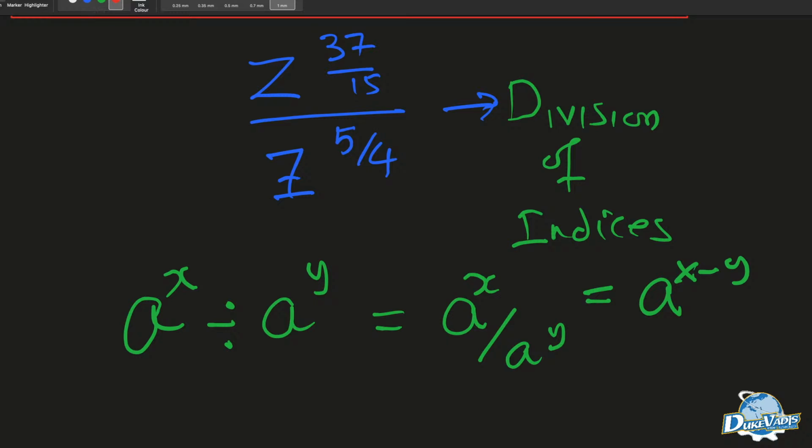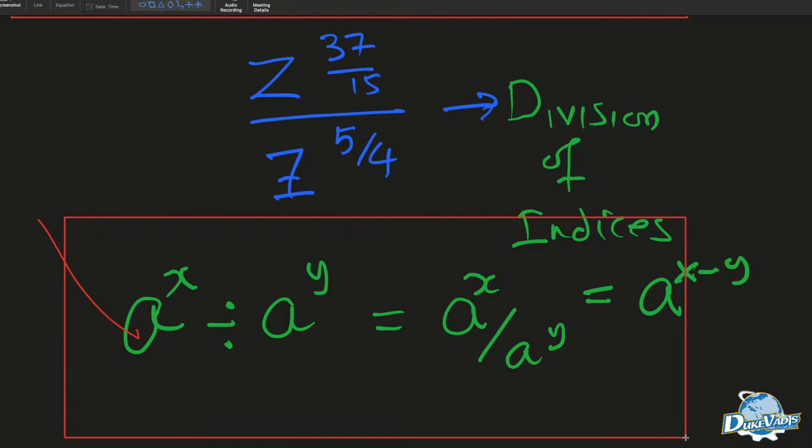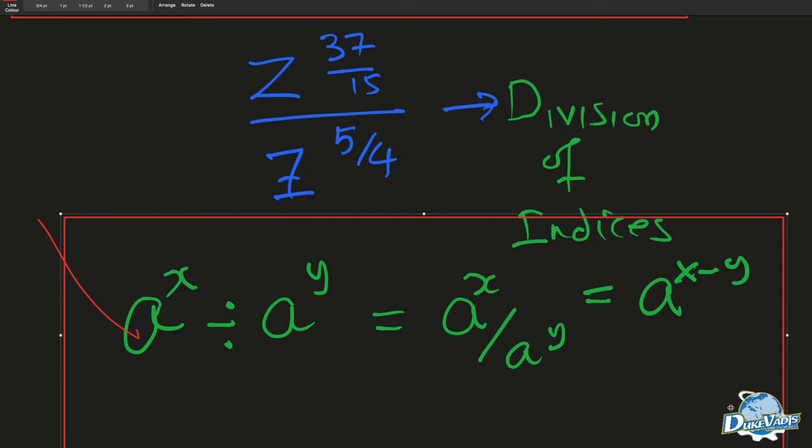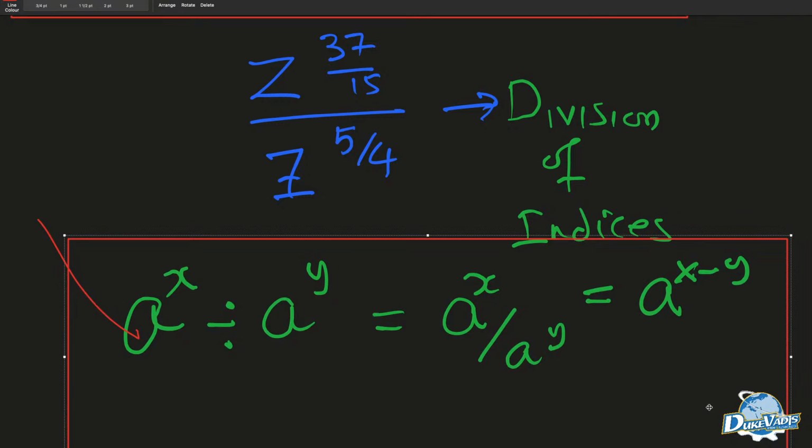Okay, let us highlight it. Now, so this is the division of indices. You see, that's what we see over here. Then let us highlight it. So this is the property of division of indices. Okay, now let's see how we can apply this to the last bit of the question that we see here.